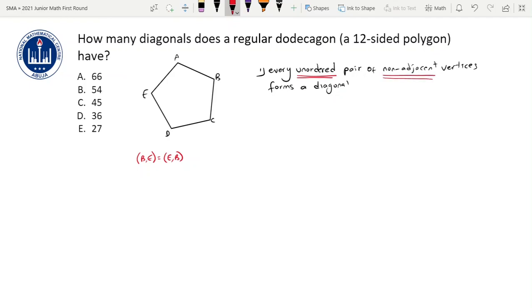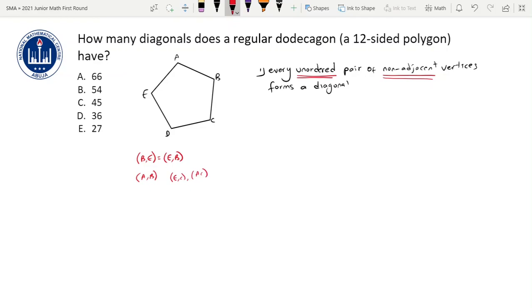So by this we mean that the two vertices should not be next to each other. So for example, we can't count AB here because the vertices A and B are next to each other. We only want vertices that are not next to each other, like EC or AC.